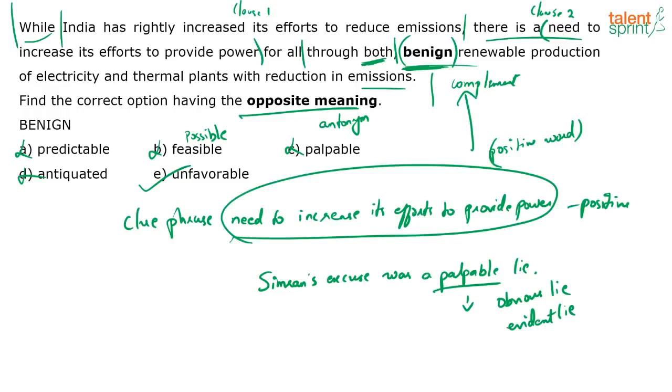See, predictable is not a difficult word. Feasible is not a difficult word. Antiquated is not a difficult word. The only word I am guessing that you may not have known is palpable. Okay, now you know. Obvious, evident. Another meaning of palpable is also tangible, something that you can experience through the senses.